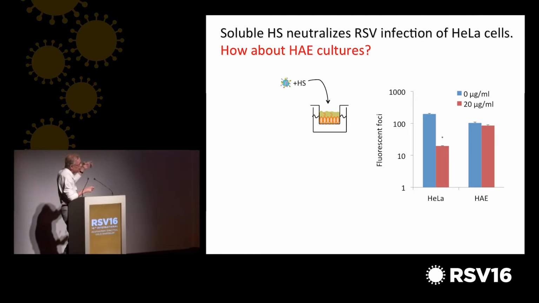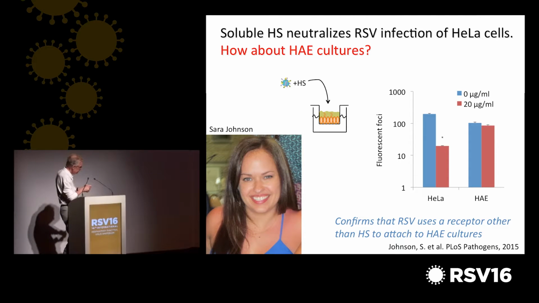The heparin sulfate would actually be binding to G and preventing it from binding to the heparin sulfate on the cells here, but not here, probably because heparin sulfate's not the receptor there. So it confirms that there's another receptor on these HAE cells.